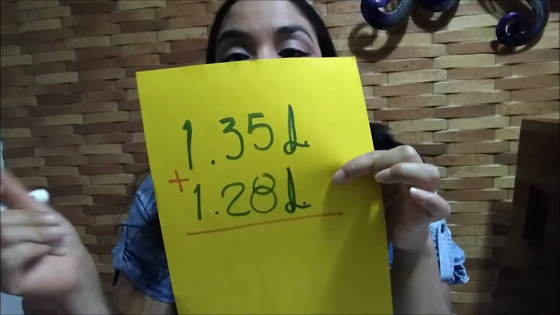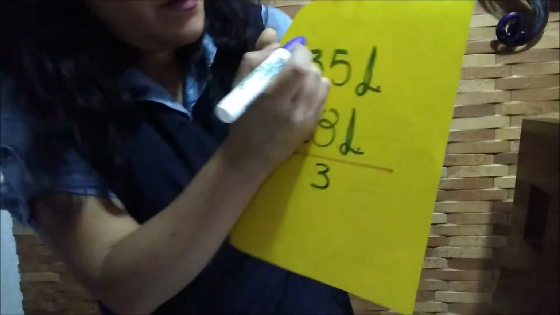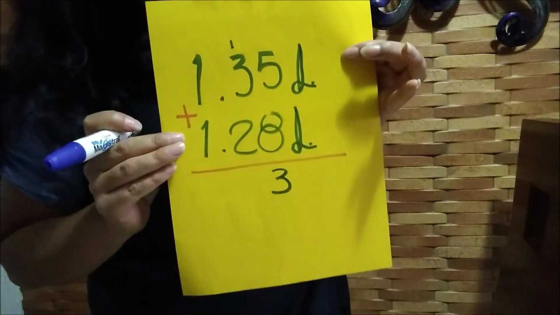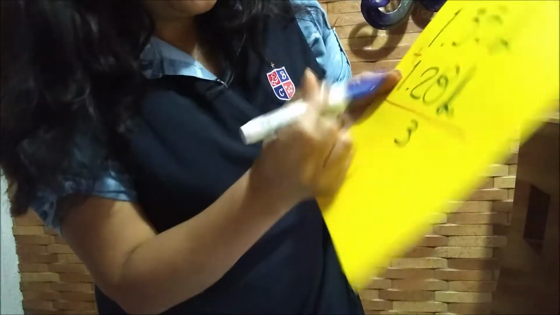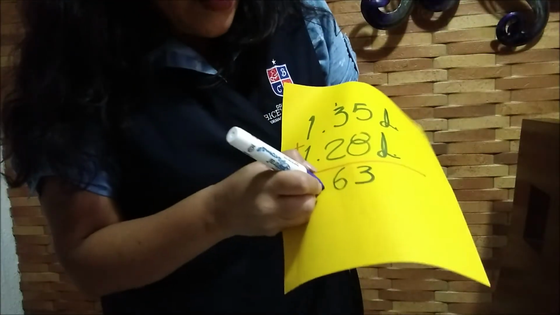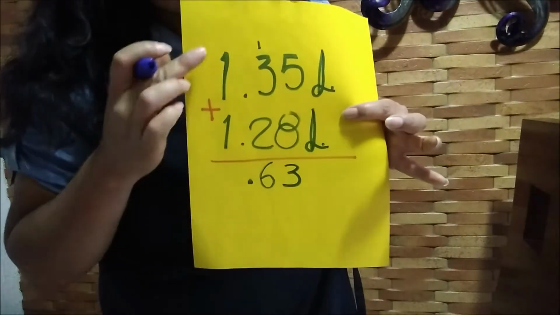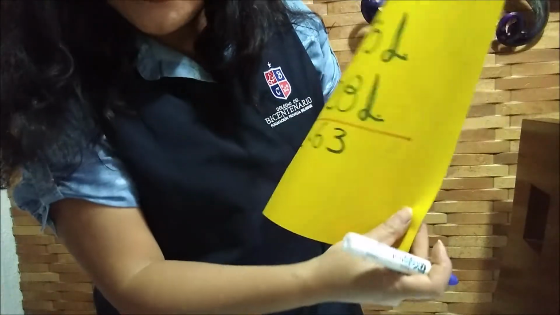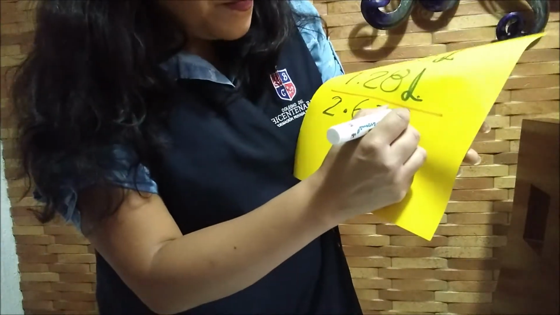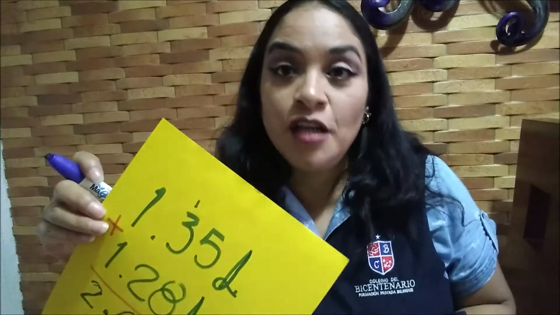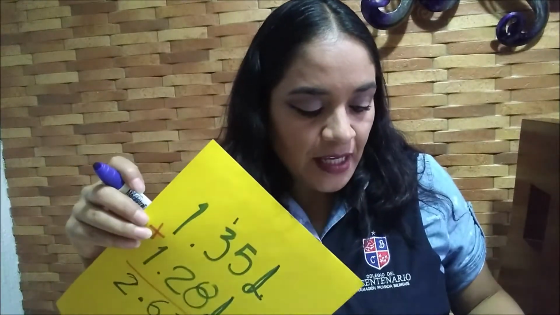5 plus 8 equals 13, and I'm going to take the one here. I'm going to add the 1 to the 3, and it's going to be 4 plus 2 equals 6. Finally, look at the point, and it goes right in the same place. And then 1 plus 1 equals 2. Which units are we working with? Liters.